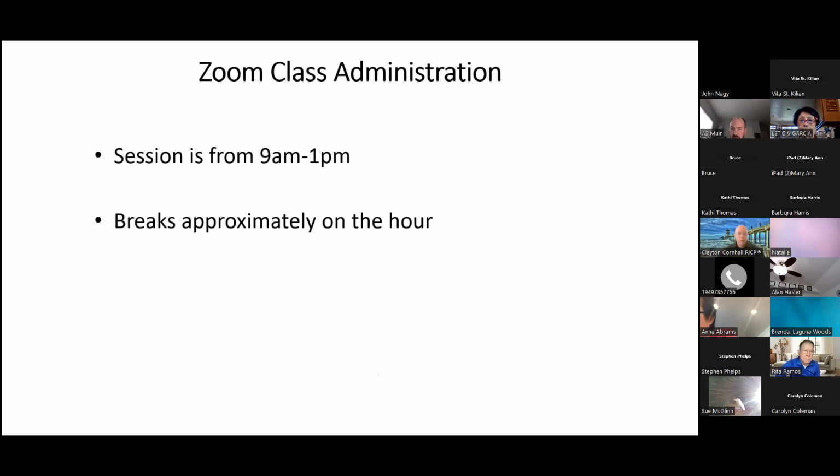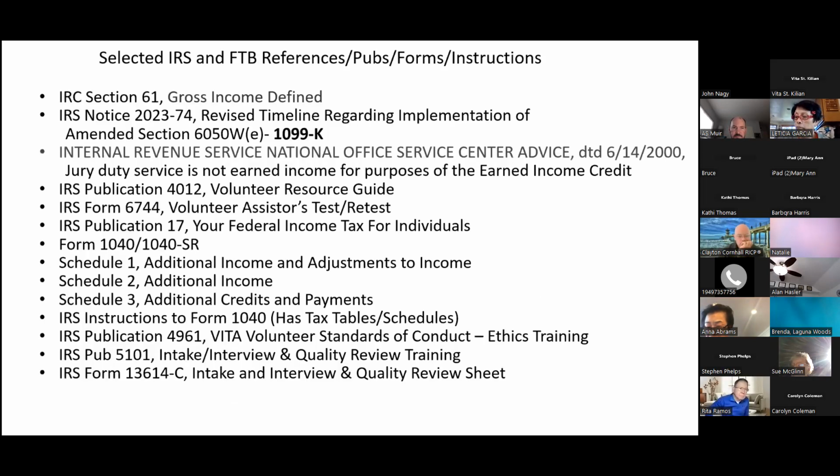We might even knock off a little bit early, depending on how fast we get through our material. And then about every hour, we'll take a break so you can recharge your coffee and clear your head.